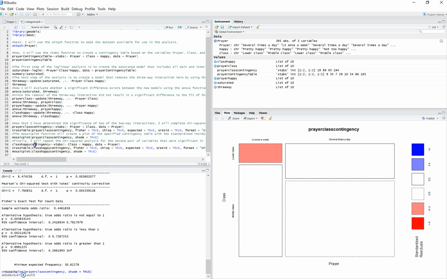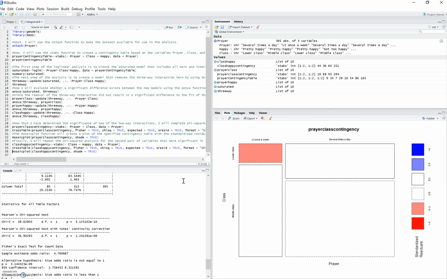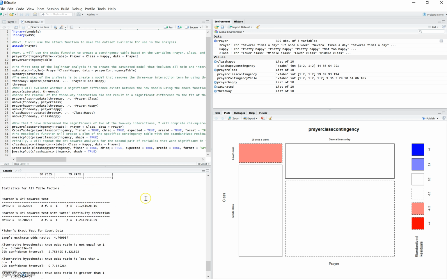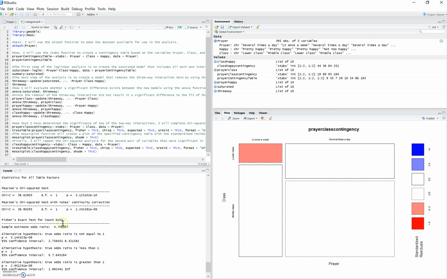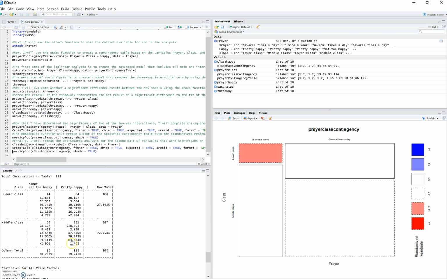And then moving on to the other chi-square, once again going to create the contingency table and then run the chi-squared analysis, which once again we can see confirms that the relationship between class and happiness is significant. And then we also get the odds ratio here. And then looking at the cross table, we can see 3 of the standardized residuals should be significant. So I'm going to look at the mosaic plot to make it a little bit easier to look at.